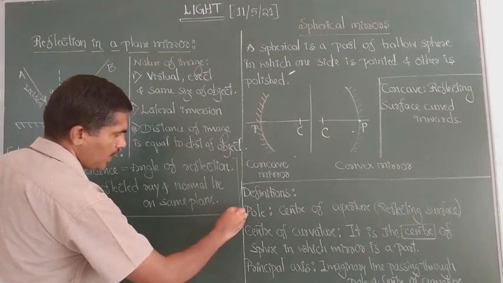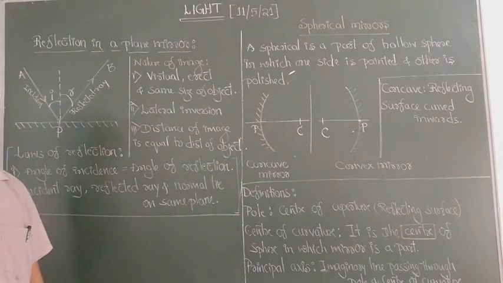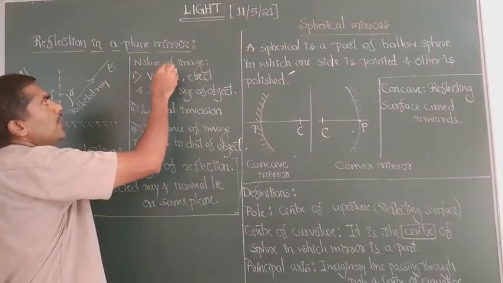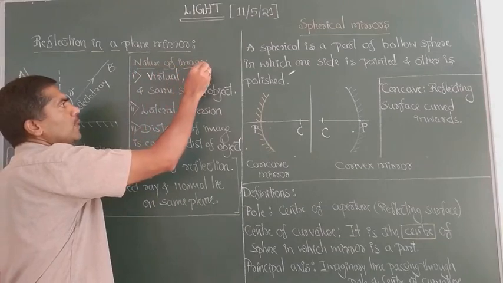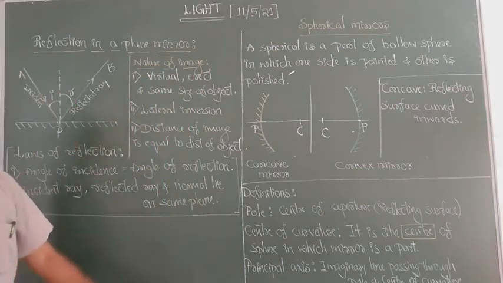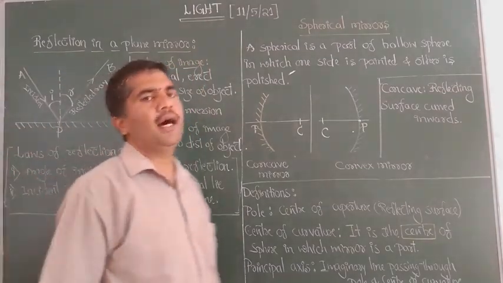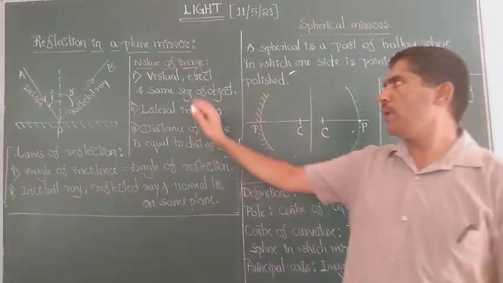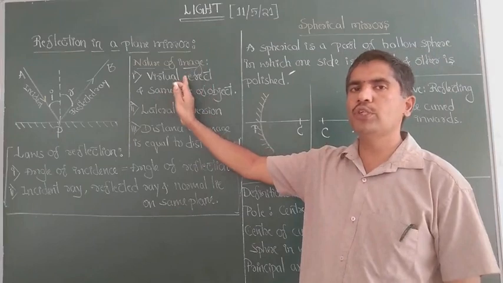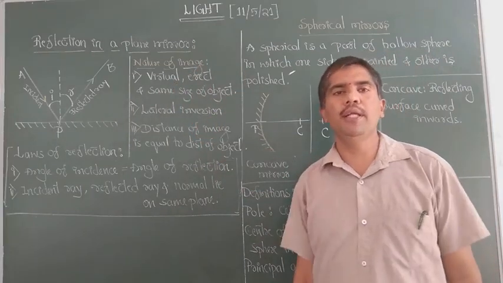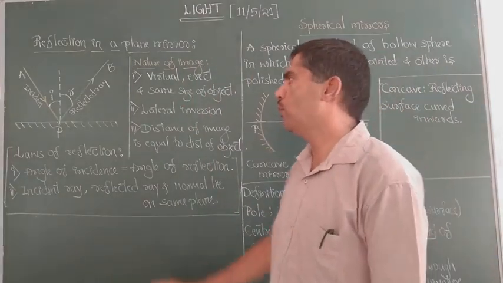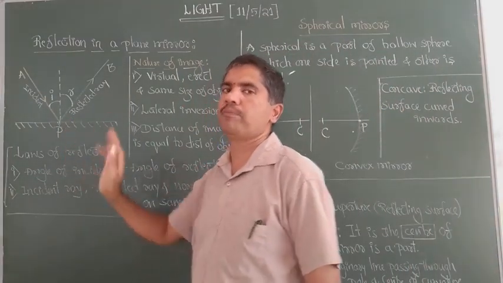Now, images are being formed in a plane mirror. What is the nature of image formed in a plane mirror? The image formed in a plane mirror is virtual, erect, and it is the same size as the object. What do you mean by virtual? The image is virtual in the sense the image cannot be obtained on a screen. Light rays do not actually meet there.